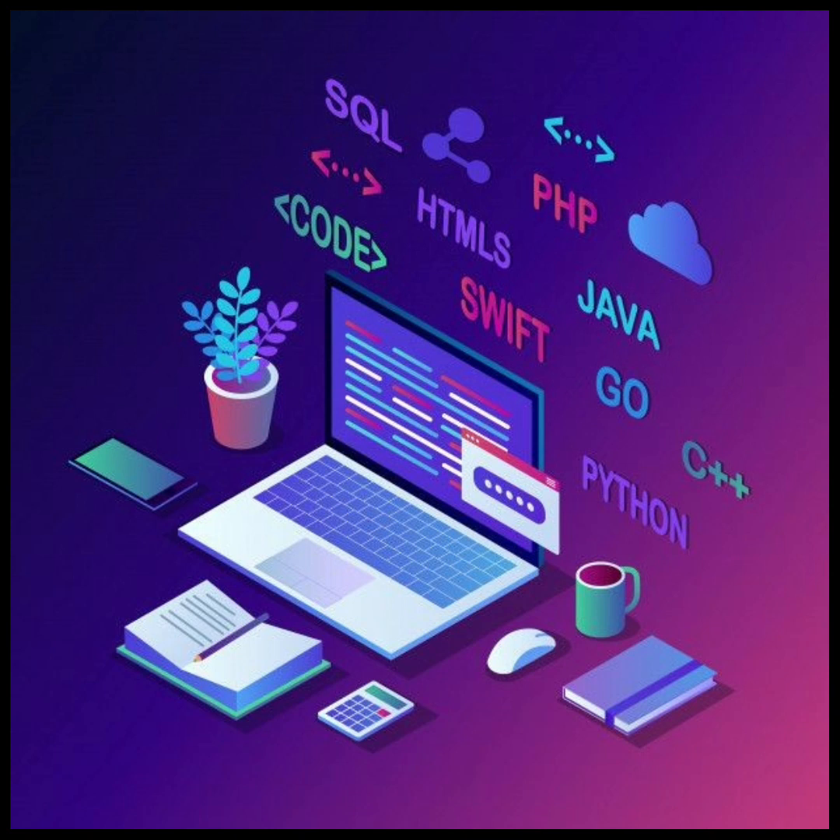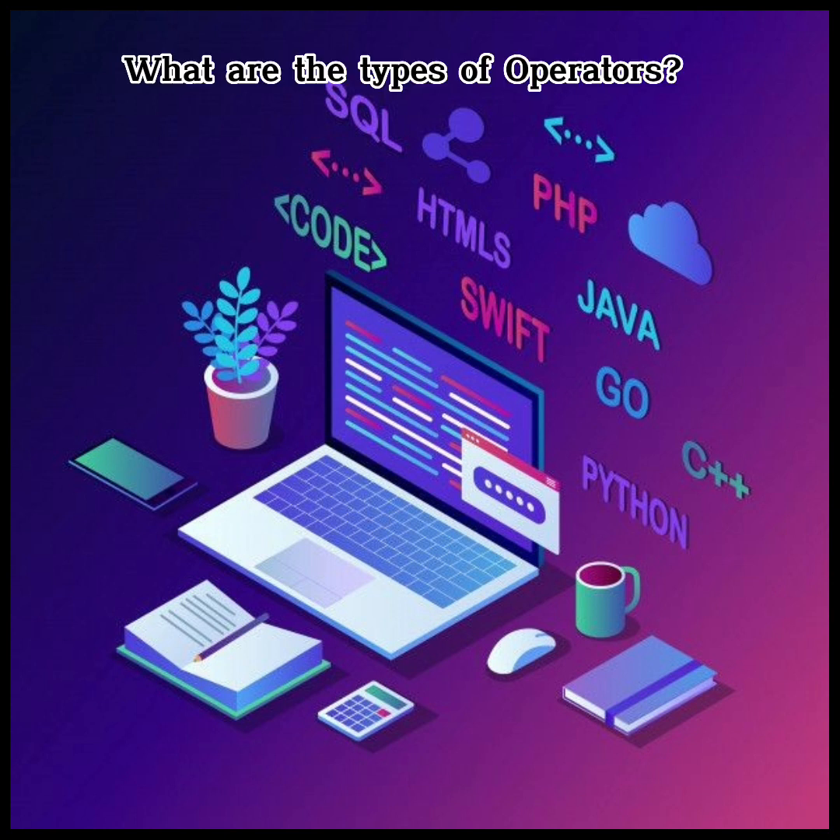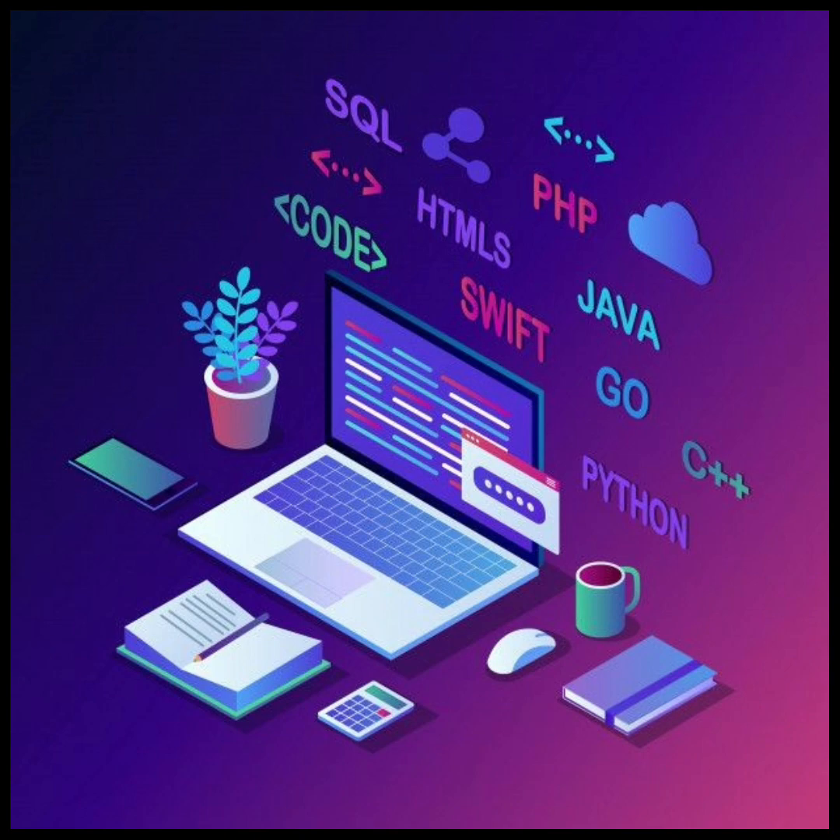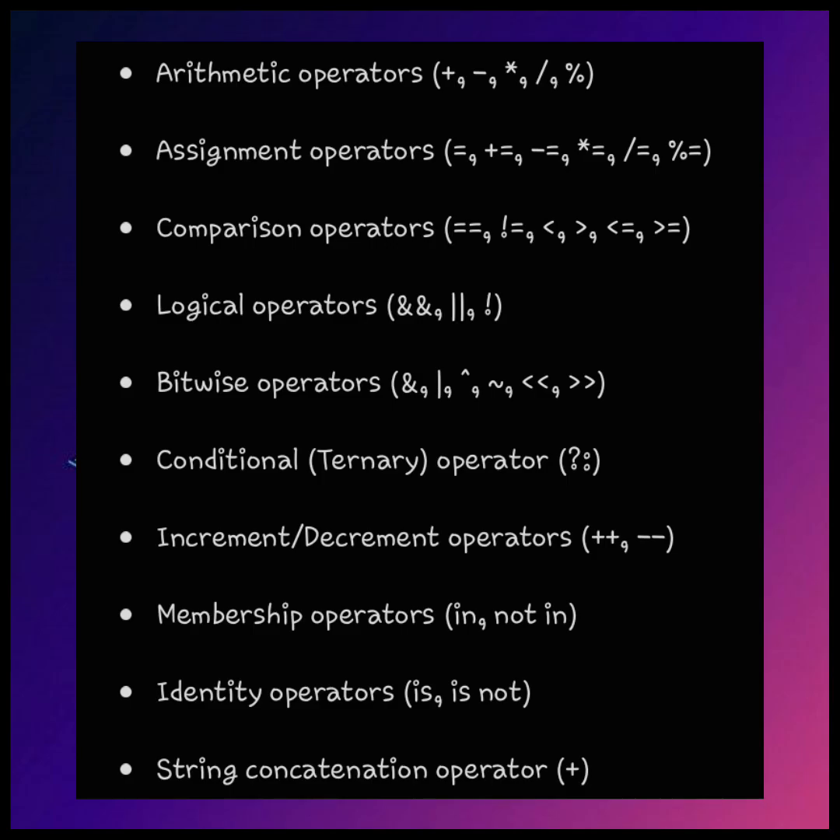Let's move on and continue. What are the types of operators? Let's find out. These are the types of operators in programming. First is arithmetic operators, assignment operators, comparison operators, logical operators, bitwise operators, conditional ternary operator, increment or decrement operators, membership operators, identity operators, and etc.